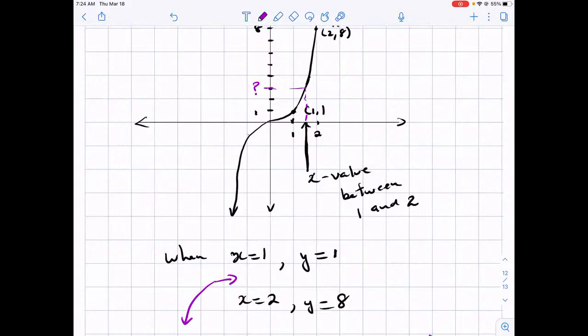We'll talk more about the intermediate value theorem. This will help us figure out where there are zeros of functions when it's not some rational number.